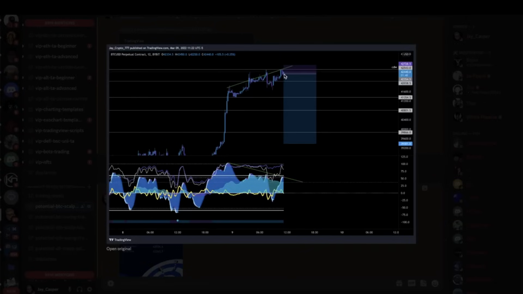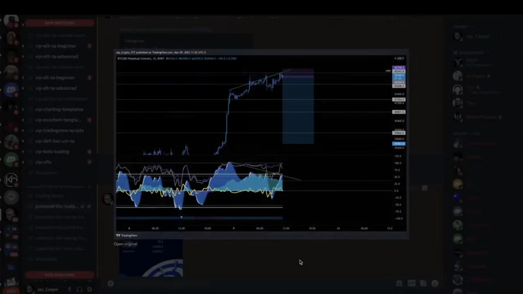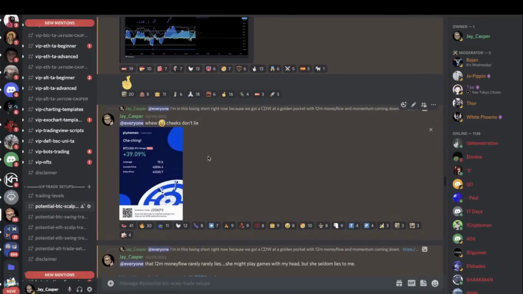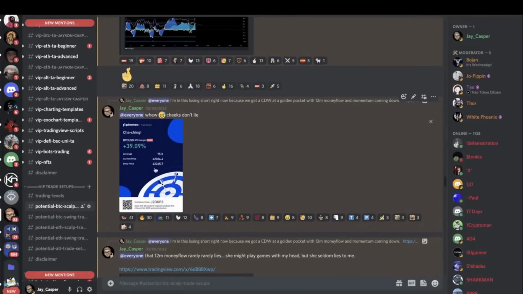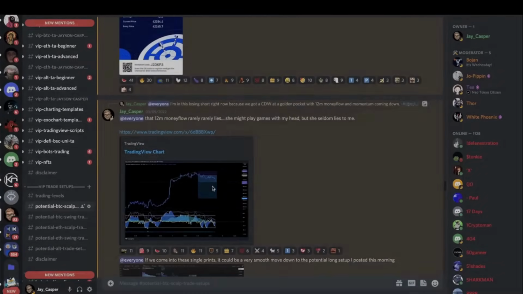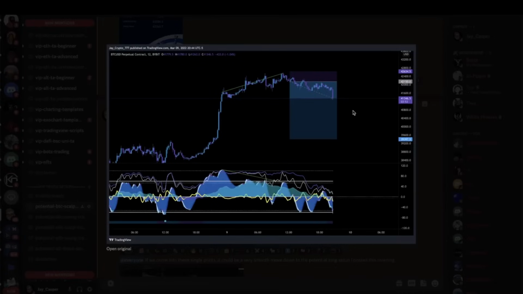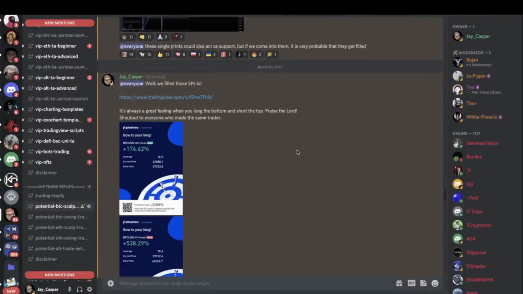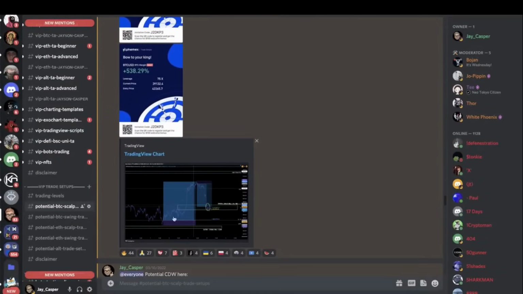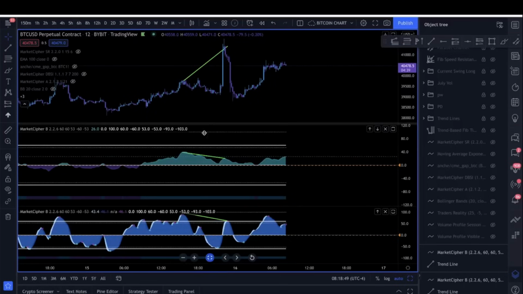I actually entered this short. Immediately I was in drawdown, and it took a long time for the trade to play out. Eventually it finally did. I hit take profit one, let the rest ride, and then, look at this, boom, we get that drop. It's very rare that the money flow and the momentum will be coming down on the 12-minute time frame as the price is getting higher, and we don't see some kind of dramatic drop. That's actually very rare.